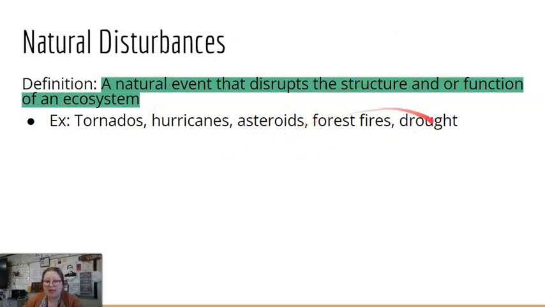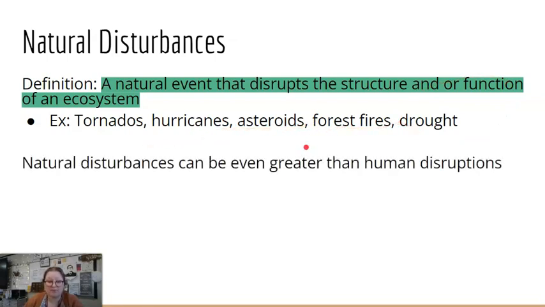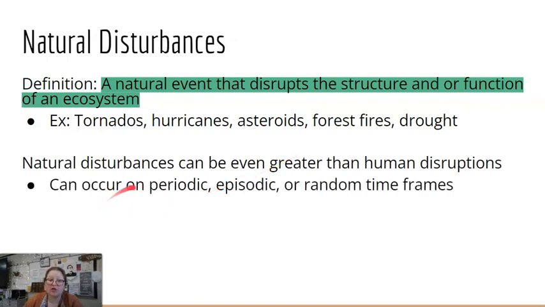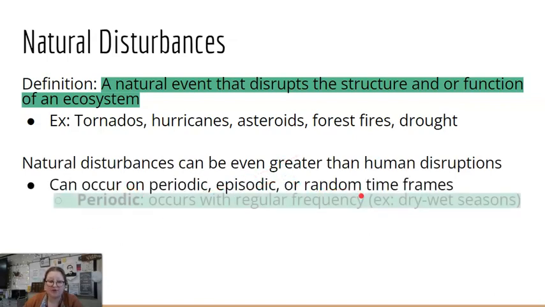We can make forest fires more likely, and we can make droughts more likely depending on how we are using or diverting water. But these can all be naturally caused as well. Natural disturbances can be even greater than human disruptions. They can occur on periodic, episodic, or random time frames.